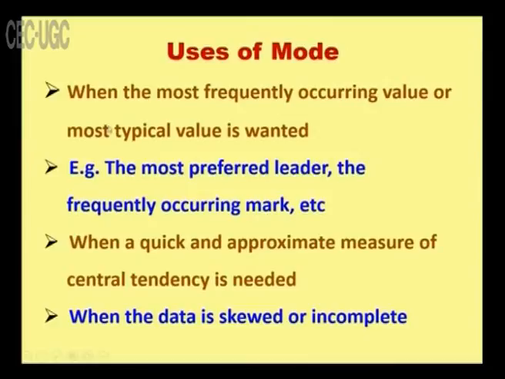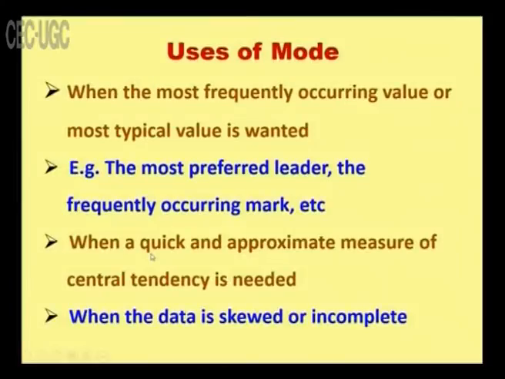And now, what are the uses of mode? Where is it used? When the most frequently occurring value or the most typical value is wanted. Suppose we have a data set and want to know what is the most frequently occurring value, for example, the most preferred leader, or the frequently occurring mark. In a class test, one particular mark may occur many times, for example 70, meaning many students got 70. If you are particular about identifying that mark, we go for the mode. Similarly, for which leader has got the most votes, we can use the mode.